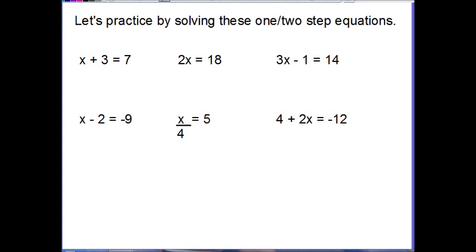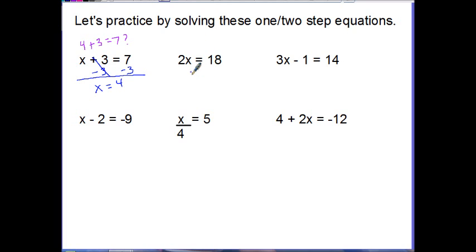Let's practice by solving these 1 and 2 step equations. We'll also be talking about how to check our solutions again. So for our first one, x plus 3 equals 7. To get x by itself, we would want to do the opposite of plus 3 and minus 3 to both sides. Positive 3 minus 3 is 0, which is why they cancel out. And we are left with x equals 4. Now, to check this, we can take this solution and plug it in for x and check to make sure it works. Is x plus 3 equal to 7? Of course it is. Let's go to our next one.